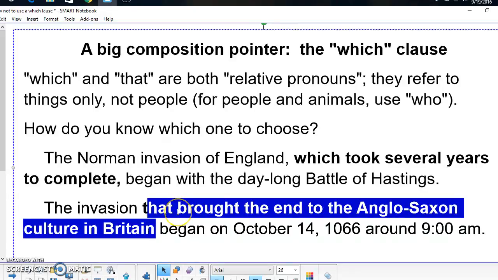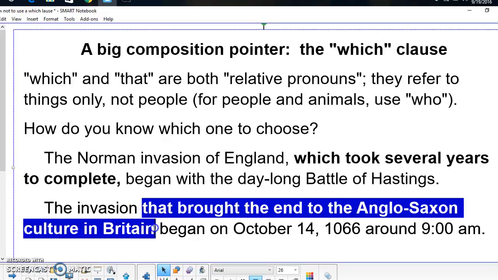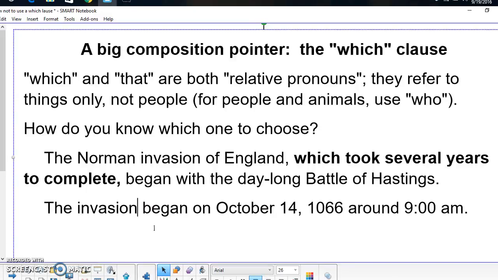If I take this clause out, I still have a sentence. I have the invasion began on October 14th, 1066, around 9 a.m. But it's not the same sentence as if I leave it in. Now I'm telling my reader, this is the invasion I'm talking about. If I take this clause out, I have a completely different sentence. Or rather, I guess it's not completely different, but it's not clear which invasion I'm talking about. If I put it back in, then I know which one I want. And that is called the essential clause. If the information is not crucial, it's called a non-essential clause, and you set it off with commas, and you put a which in front of it.